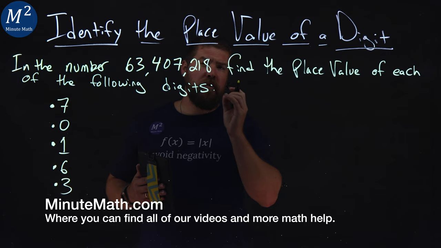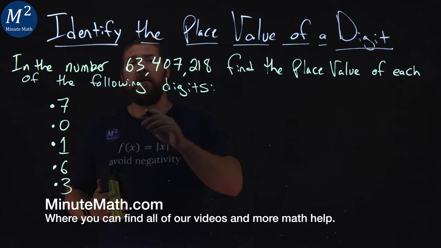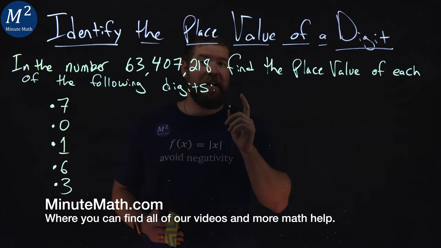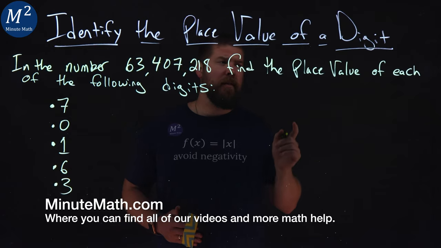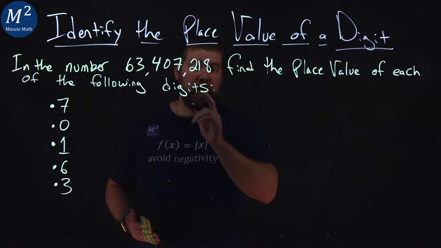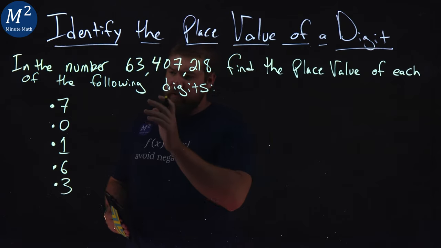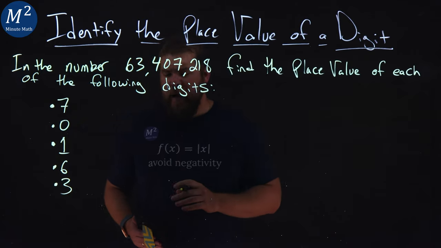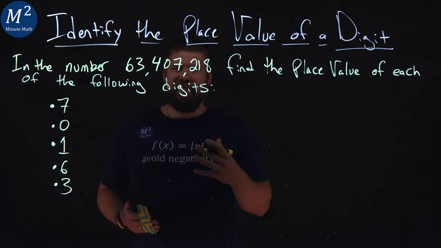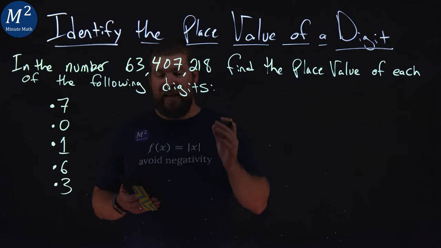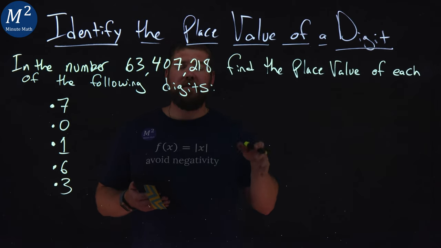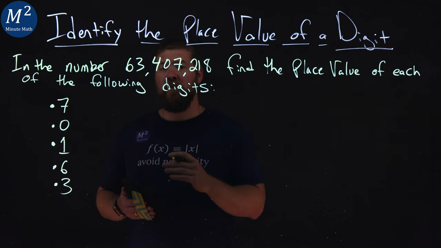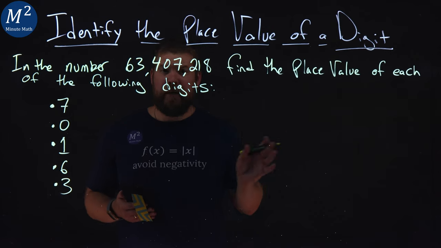We're given this large number, 63,407,218, and we want to find the place value of each of the following digits: 7, 0, 1, 6, and 3. Now we're going to use our chart to show each one of our place values here, from the ones, the thousands, the millions, the billions, and trillions, and you can see that over here.